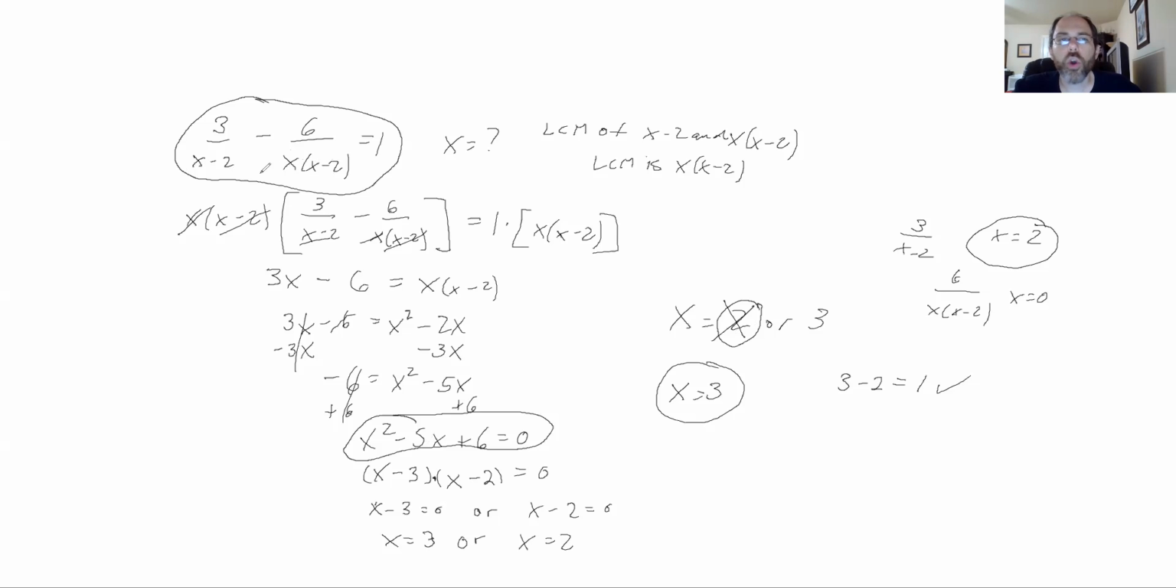Always define your domain from the very beginning of the problem. Always see if there's any values where the problem would just not make any sense. And write those down, just like we did here. Write down your domain. And if you ever get an answer that is not in your domain, then it is not the answer it appears to be. Only things that are in your domain are allowed.